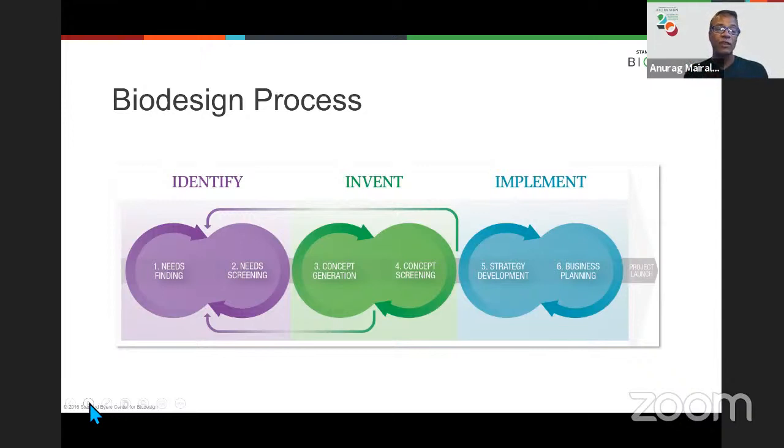So the needs finding, the identify part has needs finding and needs screening, and it's iterative in nature. Same thing with invent, come up with concepts, concept generation, concept screening, and then same thing with implement. What we are trying to show through this visual is, don't settle on one thing, don't fall in love with one thing. Constantly ask yourself these questions at every stage of identification, need identification, move on to invent.